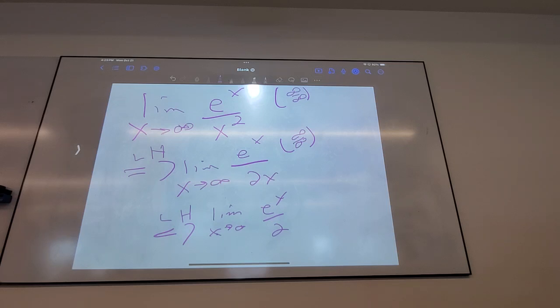If it's not indeterminate, why would you do anything except determine the answer? You're done, basically. So what do we get here? Which is infinity.